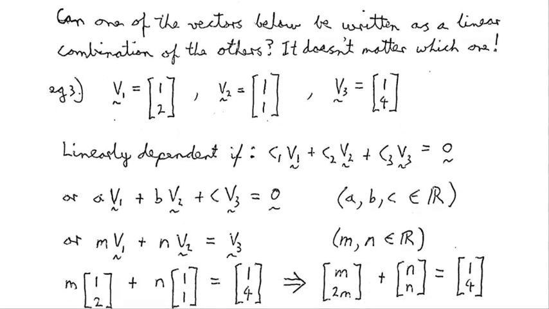All right, can one of the vectors below be written as a linear combination of the others? It doesn't matter which one. So what you've got is V1 is (1, 2), V2 is (1, 1), V3 is (1, 4).